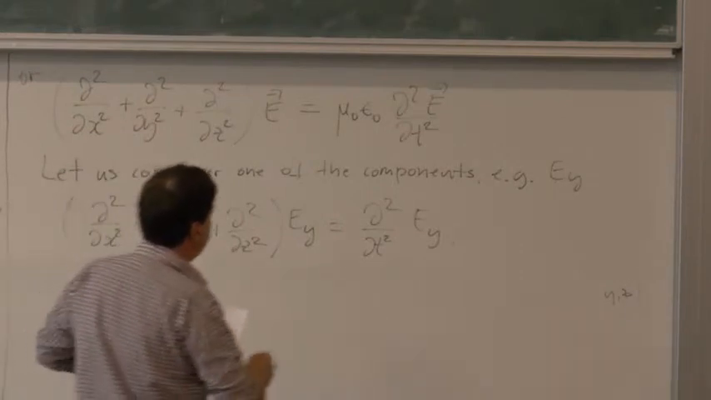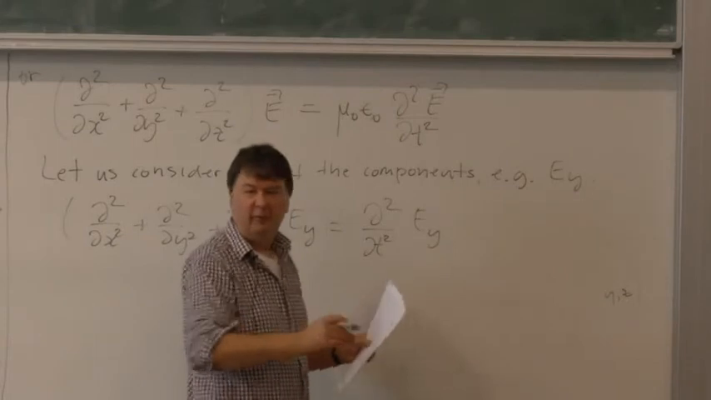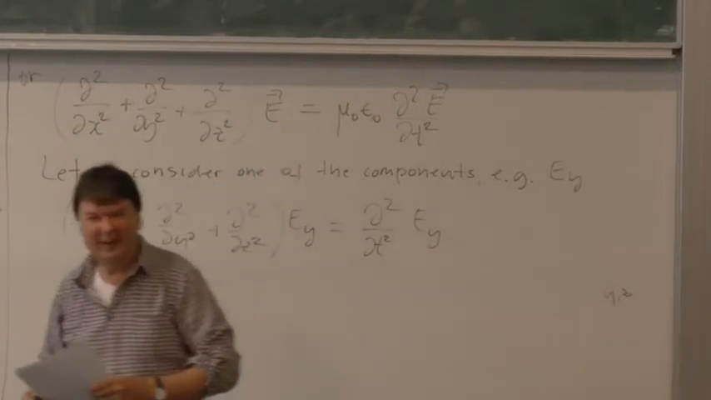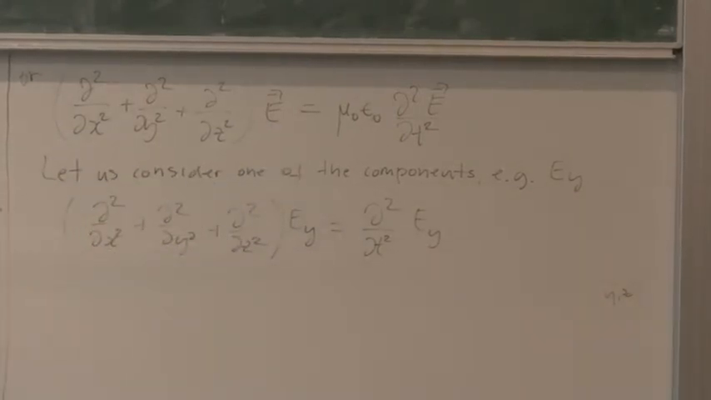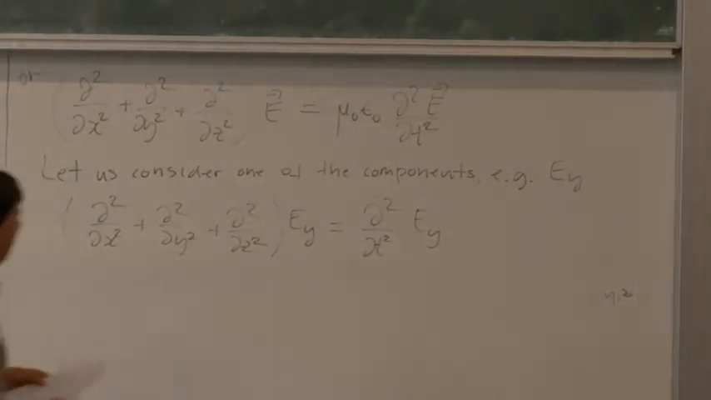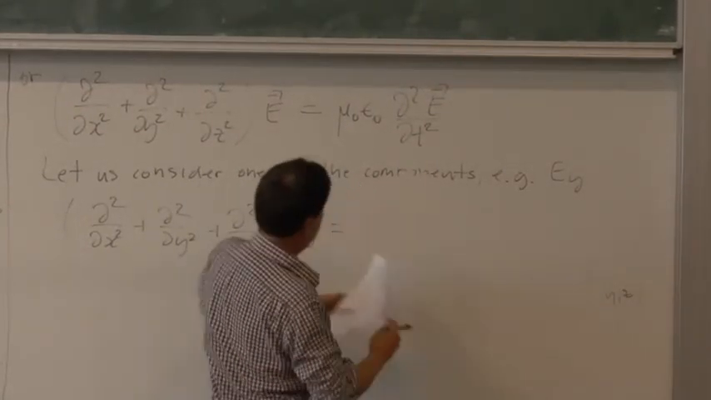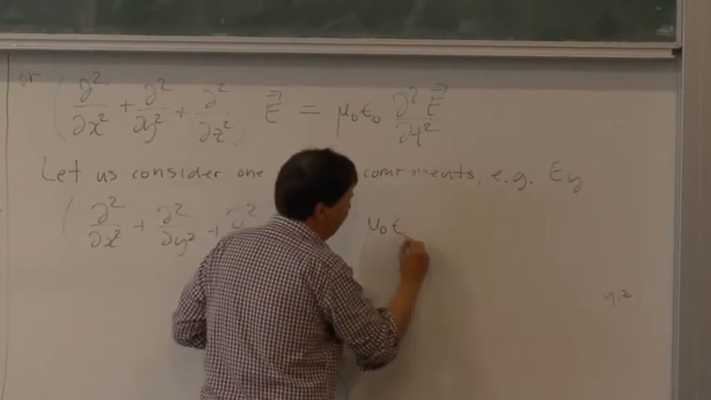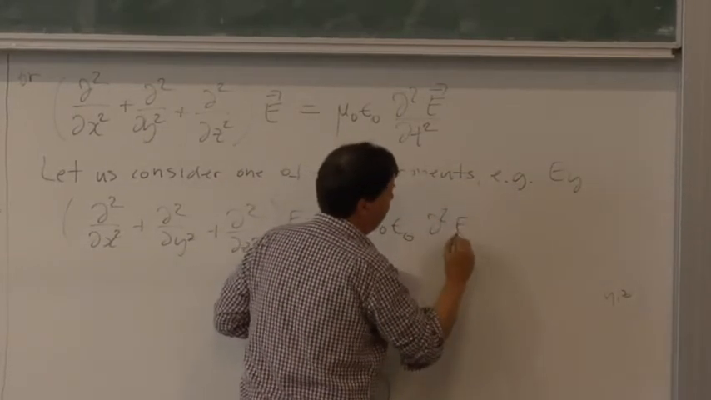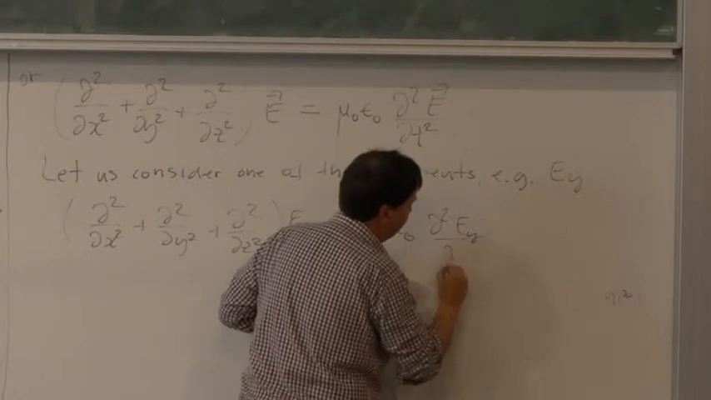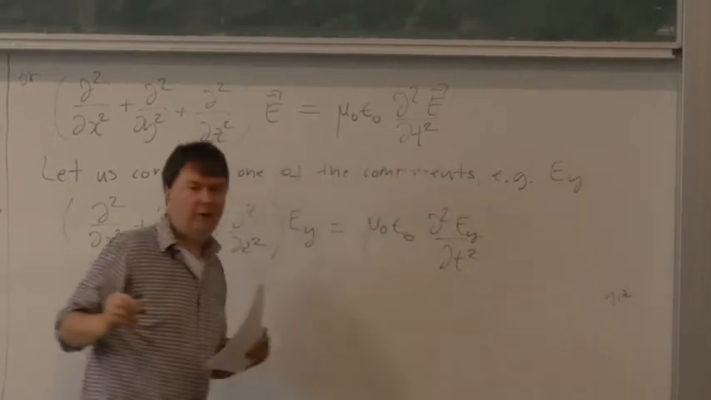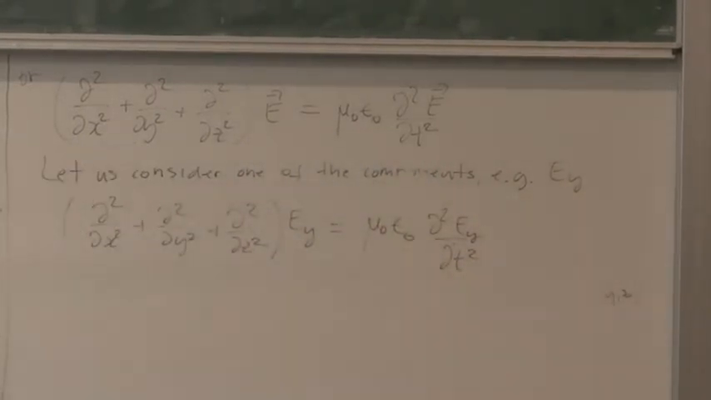Oh, thank you very much. Maxwell frowns down at me, as you see, he's looking a bit distorted. Thank you. Yes, it's mu naught epsilon naught d2Ey by dt squared. Thank you. The old disappearing mu naught epsilon naught trick.